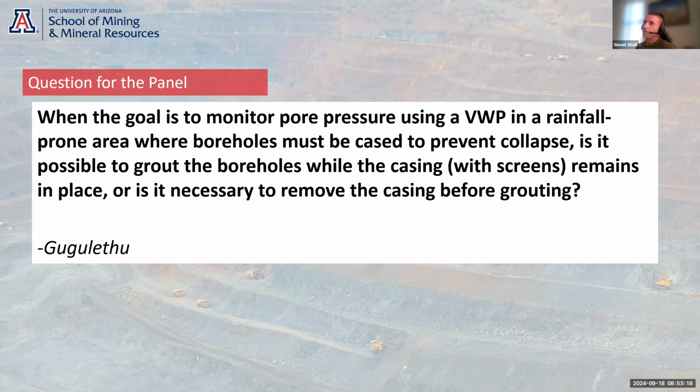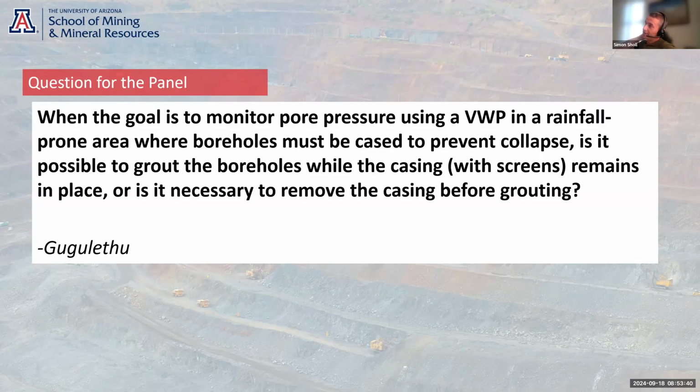Another option, if you can still use a tremie pipe from the bottom up, you can have completely slotted casing all the way down your hole to keep the hole open. And that's just as good, because you've got that connection between the formation and the filter on your sensor through the holes in the casing.